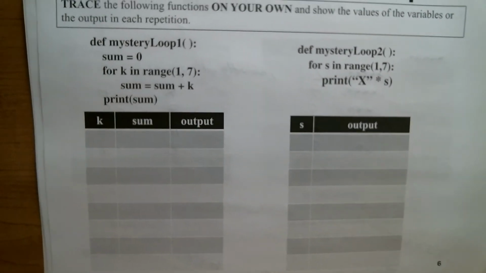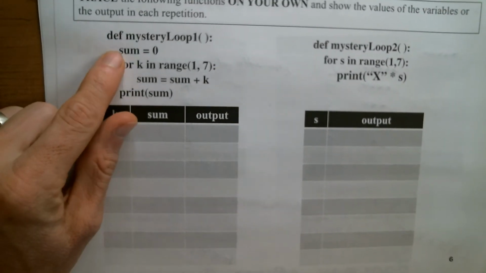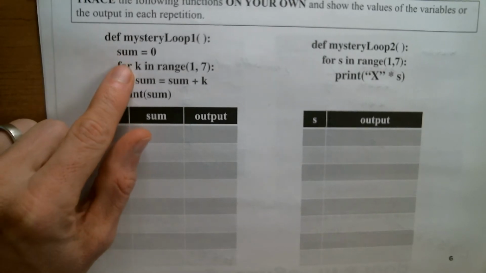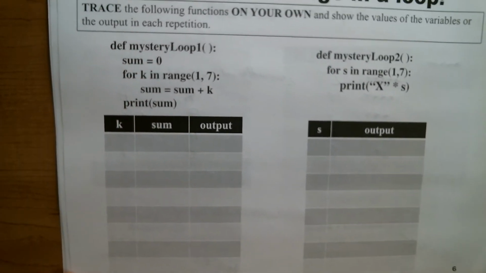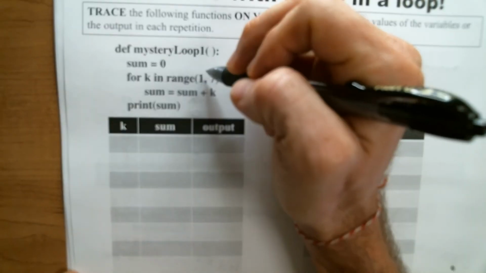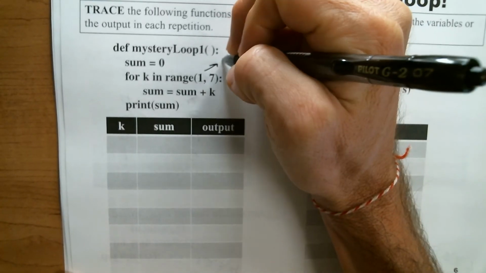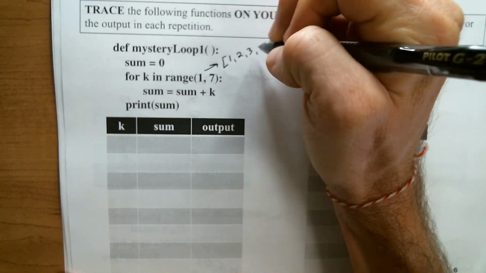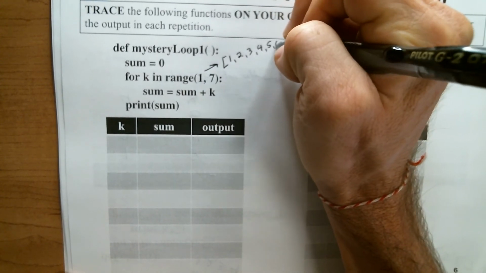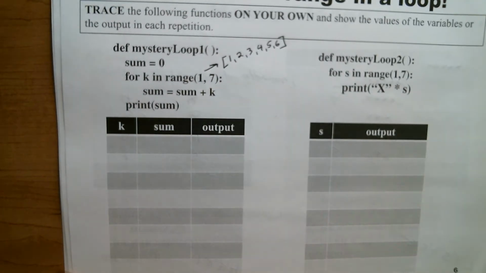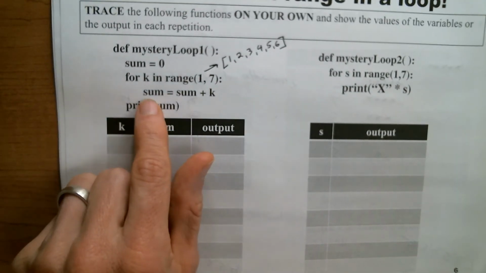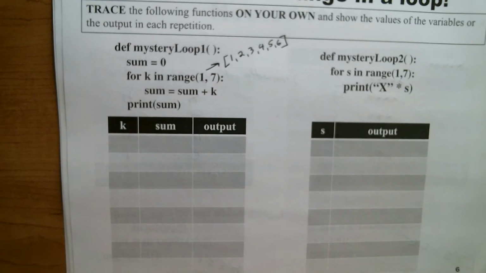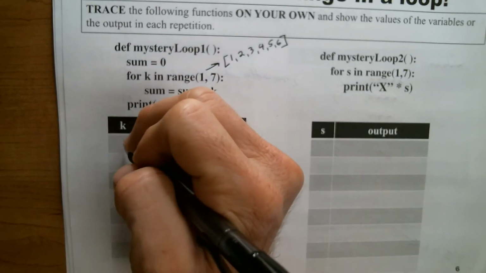Okay, so this time we have a variable called sum. It is set to 0. We're doing for k in range, right? 1 to 7, which means we are getting 1, 2, 3, 4, 5, and 6. We are not getting up to 7. And then we have this code in here that says sum equals sum plus k. All right, so let's see what we have here.